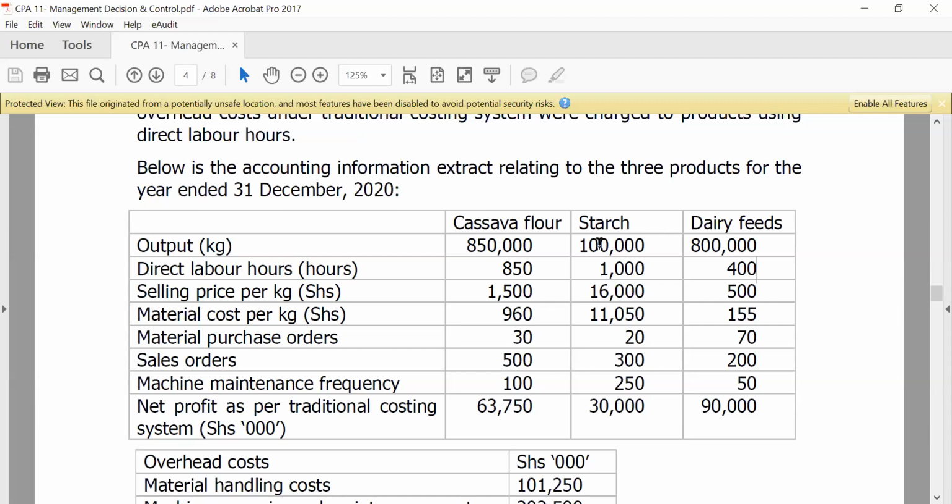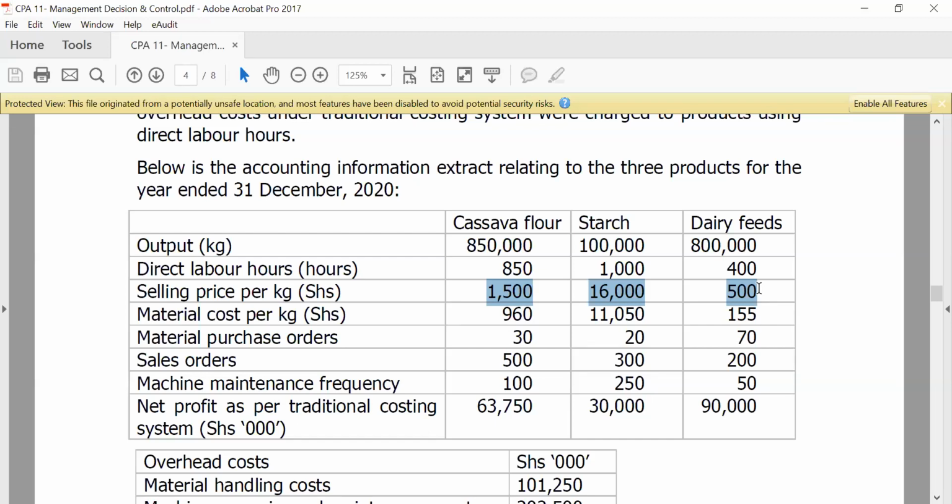But then what are we driving to? What we are driving to is we want to determine what would be the profit for cassava starch and dairy feeds if we are using ABC. Now, one thing we have to realize is when we are calculating the total cost of the product, we already have the selling price. So our dilemma is more on the cost, and that is where ABC comes in. ABC comes from the cost.